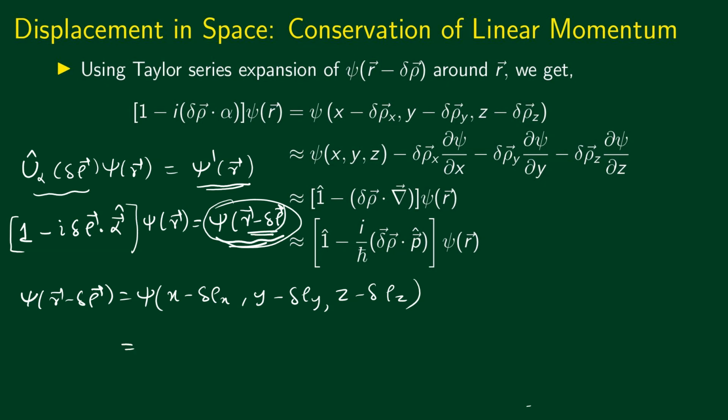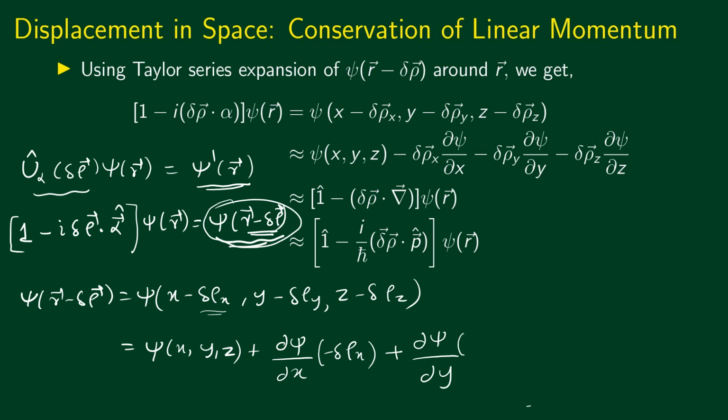Now let's make a Taylor expansion. The first term is of course psi of x comma y comma z. Okay, and there are three first order terms now. So one is the partial derivative of psi with respect to x multiplying delta x. In the place of delta x, we have a minus delta rho x. So this would be minus delta rho x. The next first order term would be the partial derivative of this function with respect to y multiplying minus delta rho y, plus again there's a partial derivative of this function with respect to z, multiplying minus delta rho z.